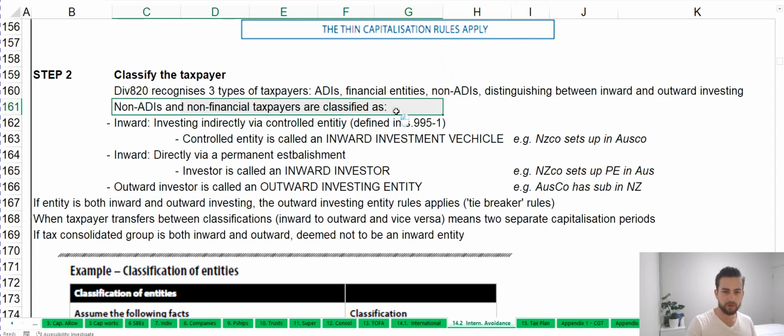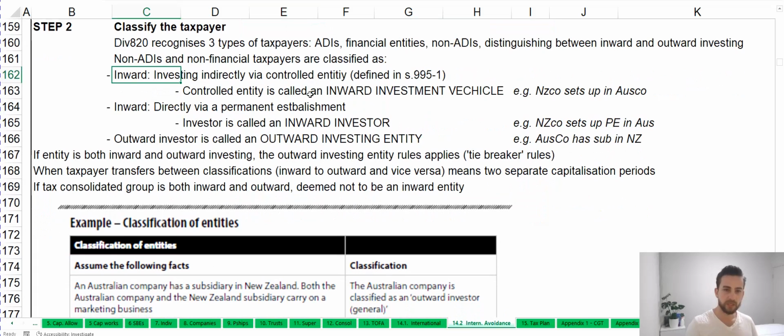So non-ADIs and non-financial taxpayers are classified as one of these options, so either inward or outward investor. So if you're inward, you're investing directly via a controlled entity, or directly via permanent establishment. And an outward investor is called an outward investing entity. So if an entity is both inward and outward investing, the outward investing rules apply, i.e. tiebreaker. And when taxpayers transfer between classifications, e.g. they change between outward and inward investment, it means there are two separate capitalization periods that need to be assessed separately.